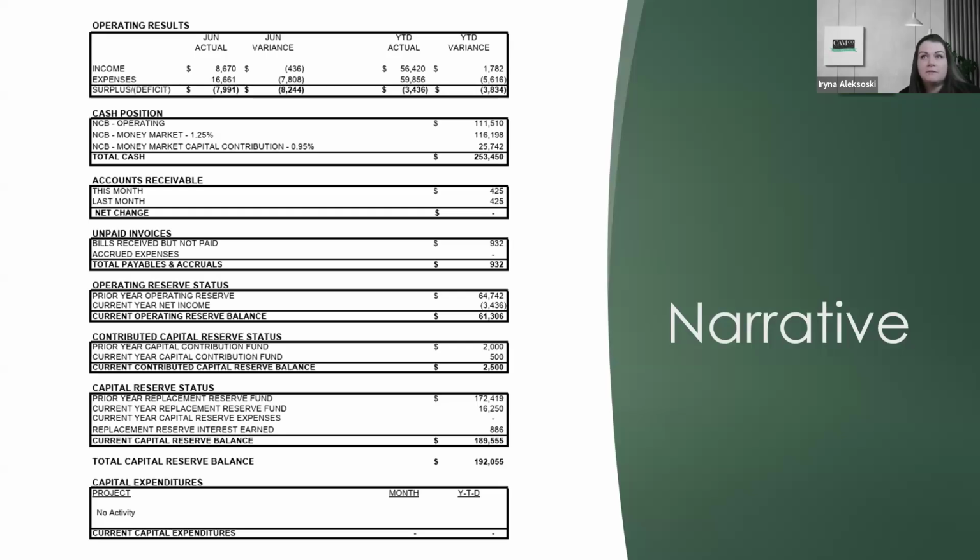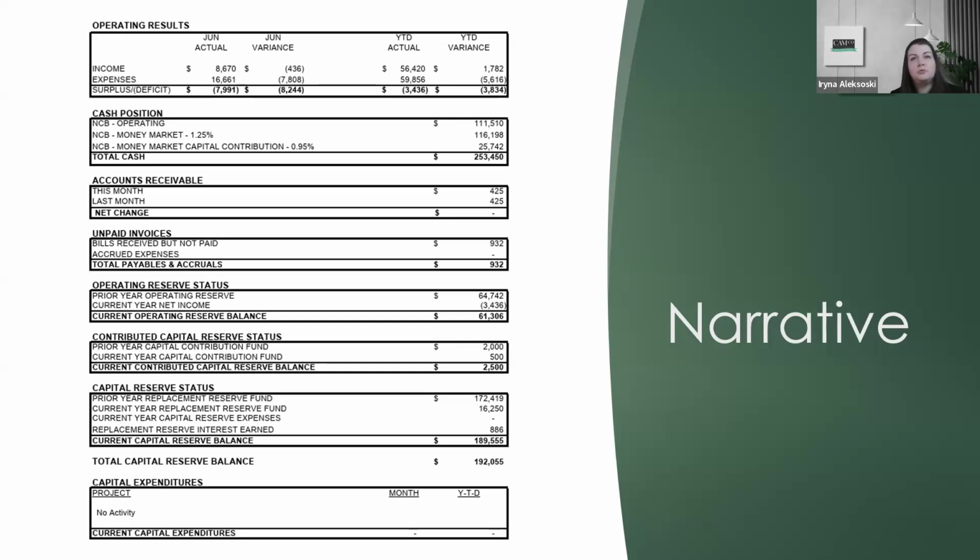So this association for the year is in a deficit of 3,436. Again, depending on your association, if you have operating reserves or not, it may be a big deal and something that you need to look at and resolve sooner rather than later.